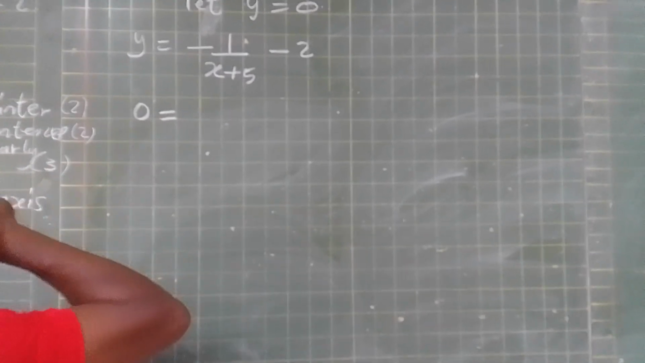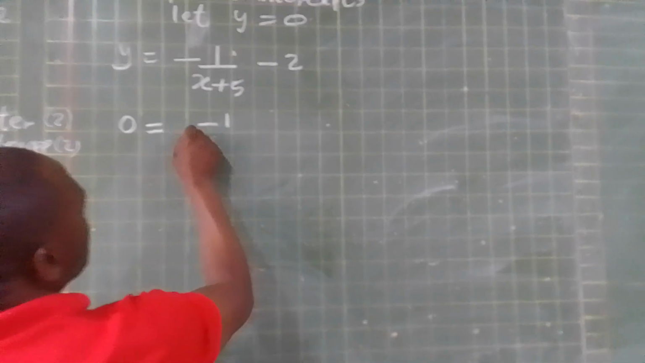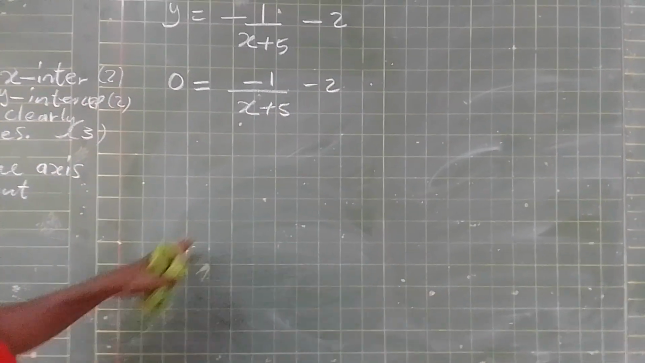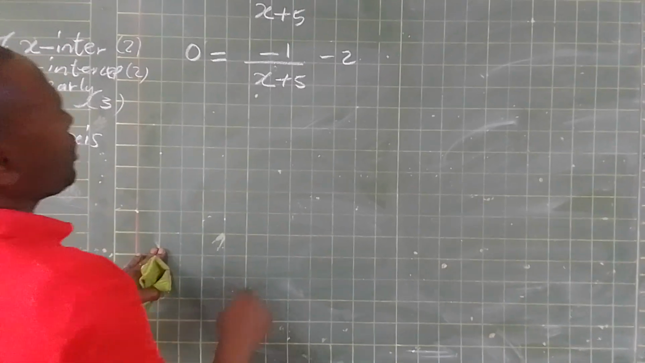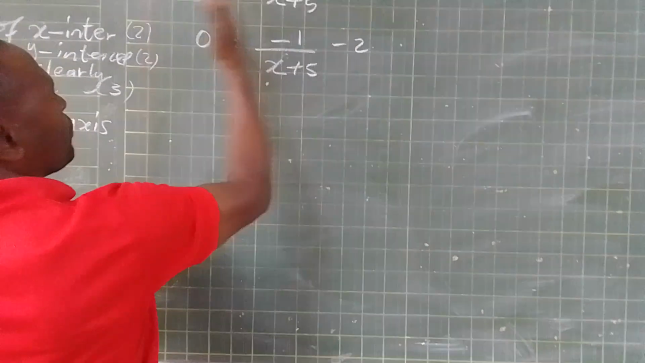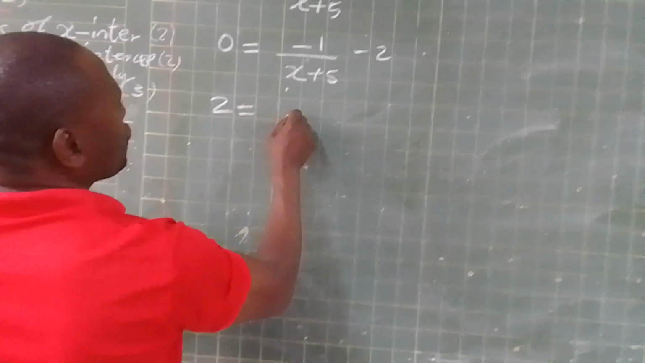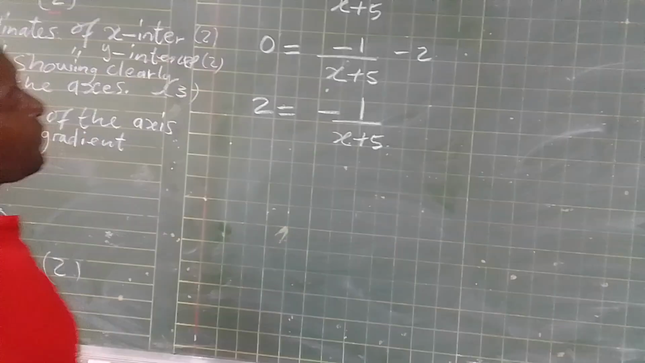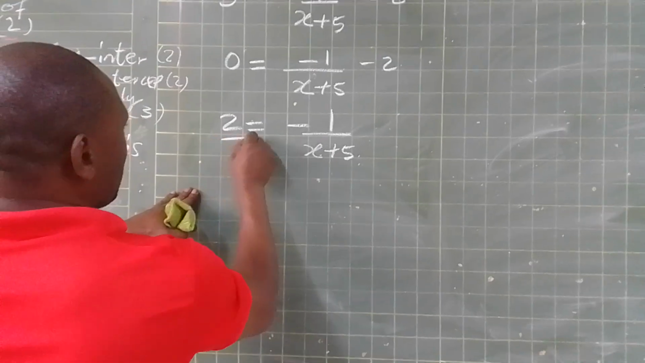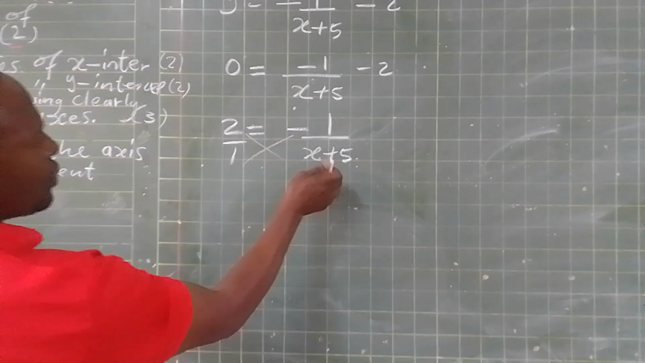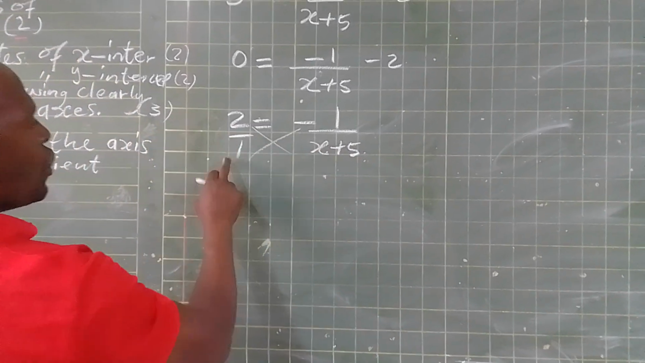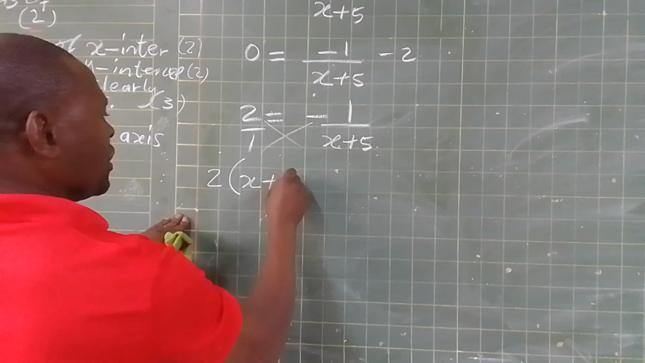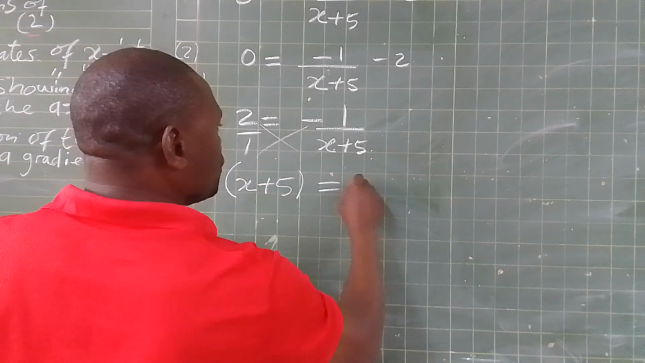0 is equal to minus 1 over x plus 5 minus 2. We take the 2 to the other side of the equation. It's going to be positive. 2 is equal to minus 1 over x plus 5. Right? You cross multiply here. Your x plus 5 goes with 2. Your y goes with minus 1. Then 2 times x plus 5 is equal to minus 1.